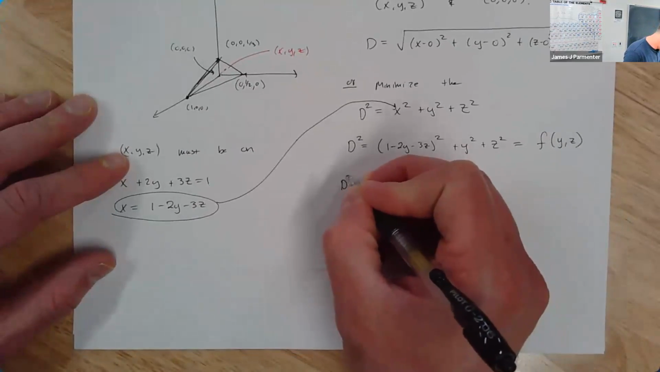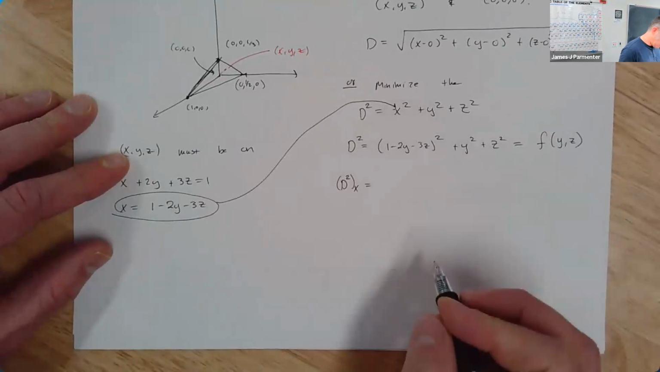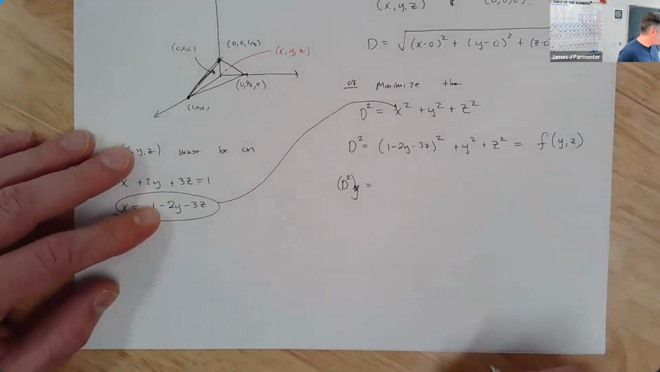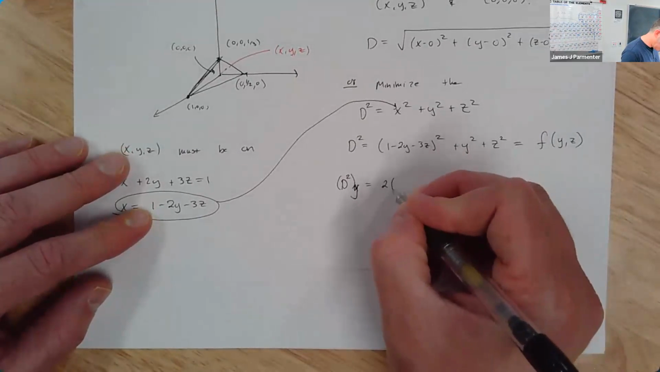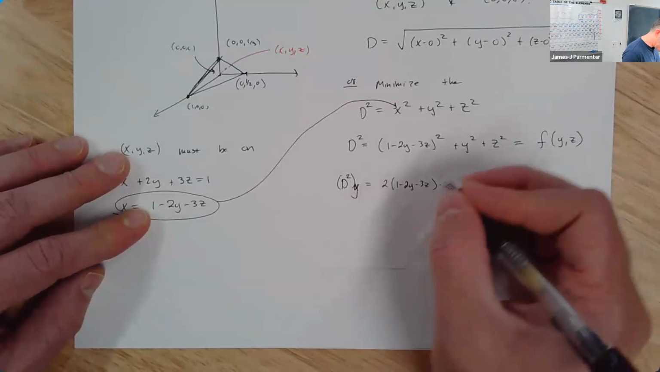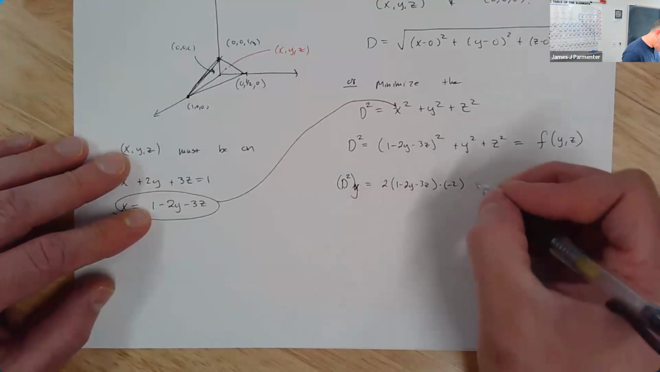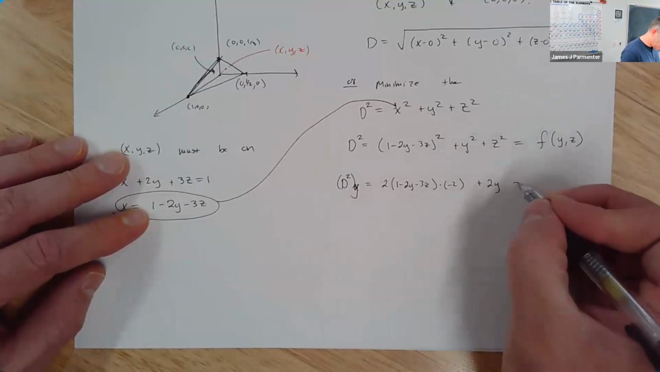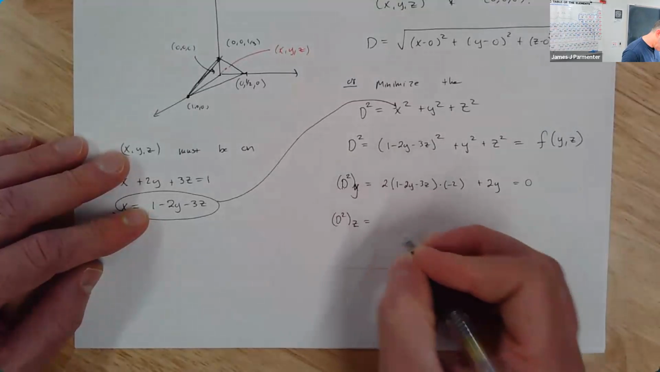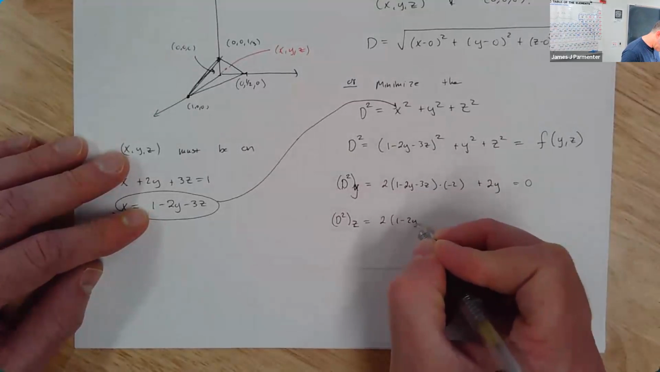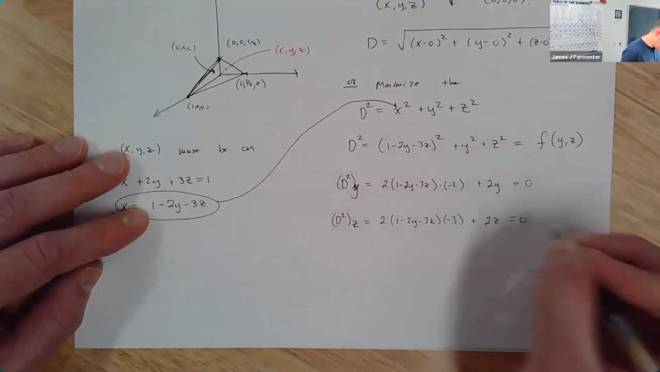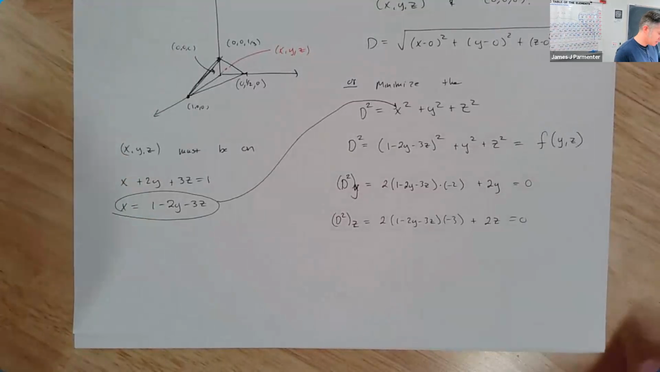So the first partial of d squared with respect to x, sorry, not x. I don't have any x's. I'm using y and z. Apologies. With respect to y, the derivative of this is going to be 2 times my stuff for the first times the derivative of my inside stuff, which is -2. And the derivative of y squared is 2y. And the derivative of z squared is 0. And my first partial with respect to z is going to be 2 times (1 minus 2y minus 3z) times -3 plus 2z, plus 0. And it's kind of a funky set of equations. Let's multiply that and see what happens.